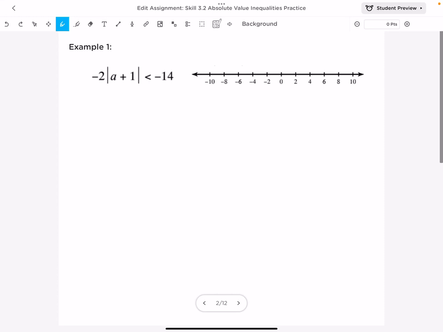All right, so here's example 1 of scale 3-2. We're doing absolute value inequalities. Now, once again, I want to isolate my absolute value sign, so get it by itself on one side. So to do that, I'm going to divide by -2, so that these will cancel, and I also divide the other side by -2. Now, remember, whenever I divide by a negative, doesn't matter when, I always flip the sign. So I get absolute value of a plus 1 is greater than 7.